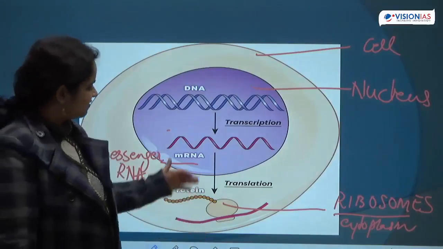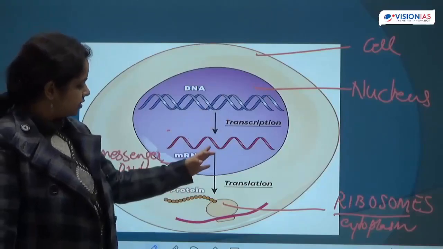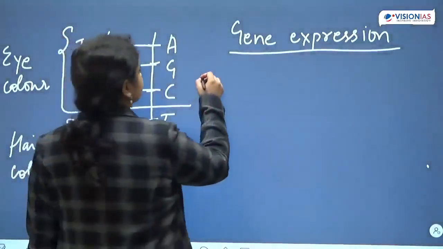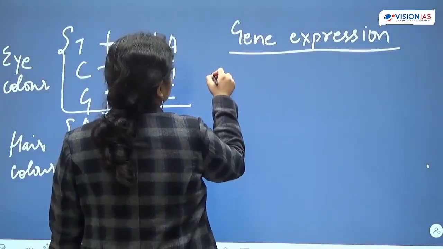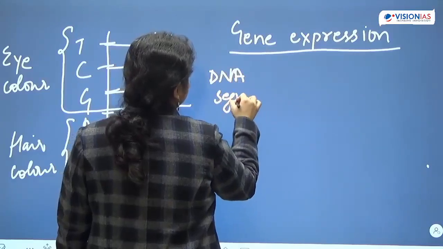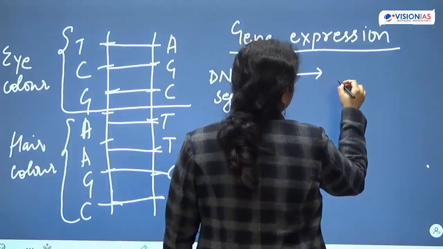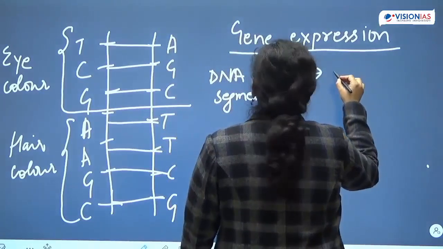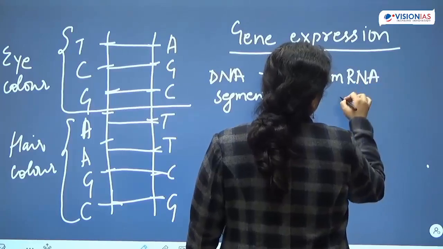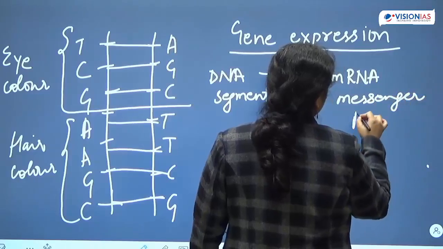Okay. We'll write this in the 2 steps which are mentioned here. DNA to RNA transcription and RNA to protein translation. So you have DNA, and in DNA also we are talking about a DNA segment or gene which is going to be changed into mRNA or messenger RNA.